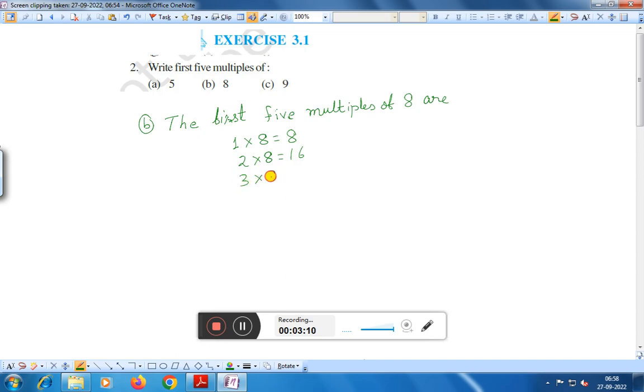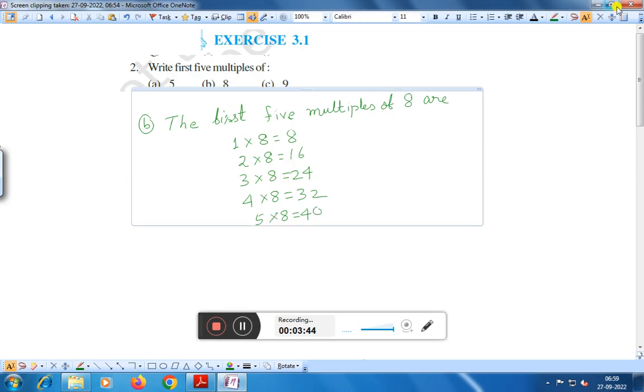3 into 8 is 24. 4 into 8, 4 8 is 32. 5 into 8 is equal to 40. These are the 5 multiples of 8. That is 1 into 8 is 8, 2 into 8 is 16, 3 into 8 is 24, 4 into 8 is 32, and 5 into 8 is 40. These are the first 5 multiples of 8.